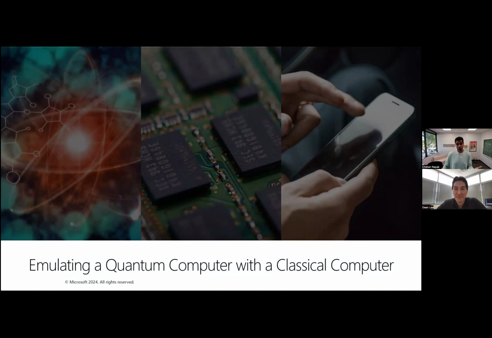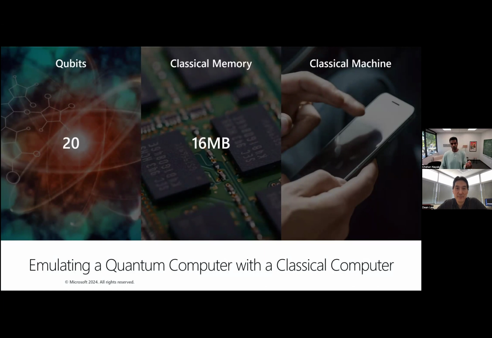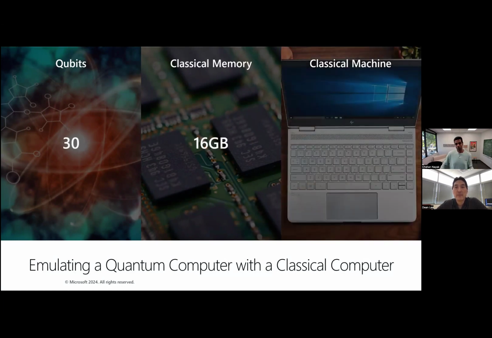But if you imagine emulating a quantum computer with a classical computer, then we have 20 qubits. To do that, you'd need 16 megabytes. Okay, that's not that much. You could do it on a mobile phone. But as you continue, the increase is exponential. So with 30 qubits, that's actually 16 gigabytes of classical memory just to store all of the bit strings that you would need to specify states of 30 qubits. And the classical machine now would be a laptop.